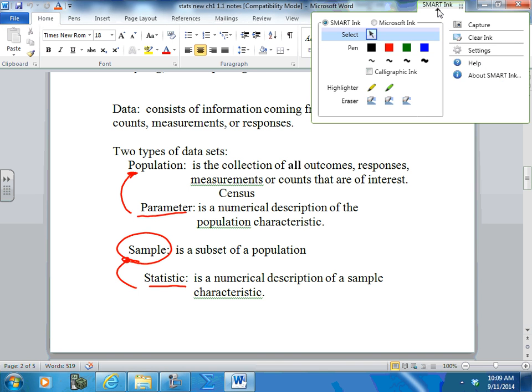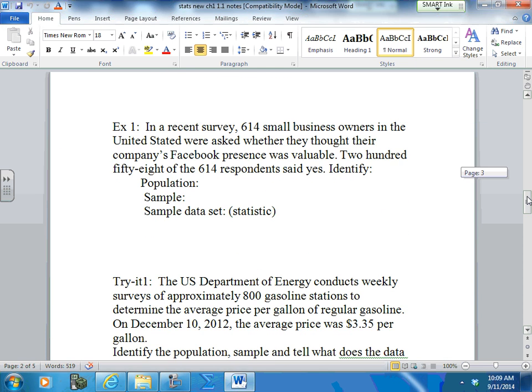Most of this first chapter is a lot of definitions. And the hardest part is figuring out what is my sample, what is my population. Now, when we do this, you always look at the number they give you and you say, are there more? If there's more, then this is a sample and it comes from your population.